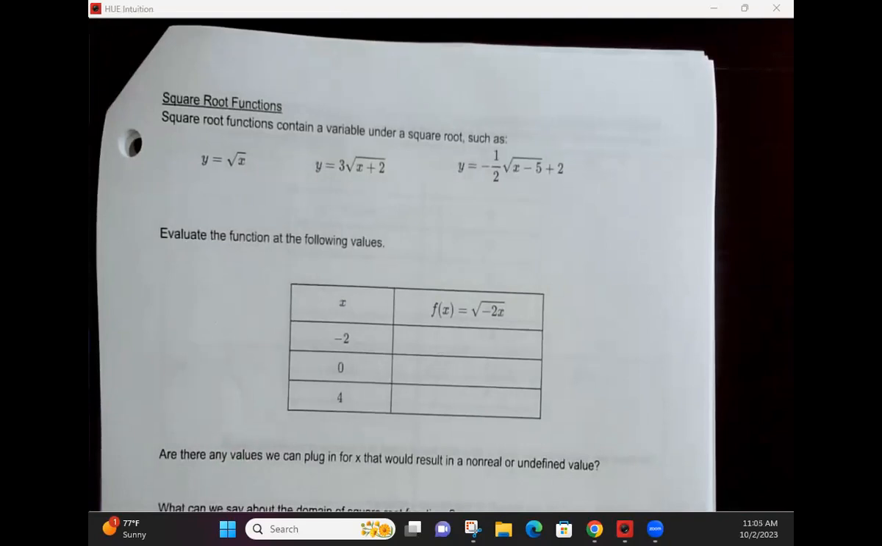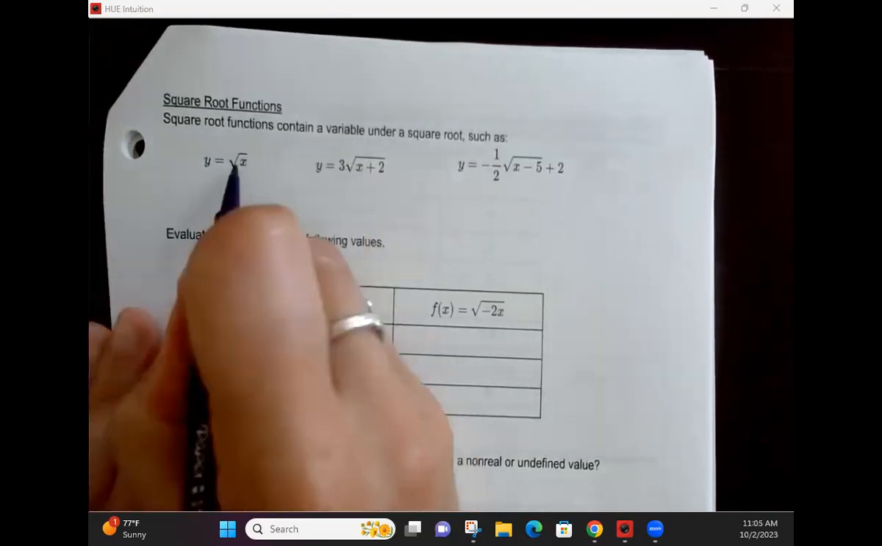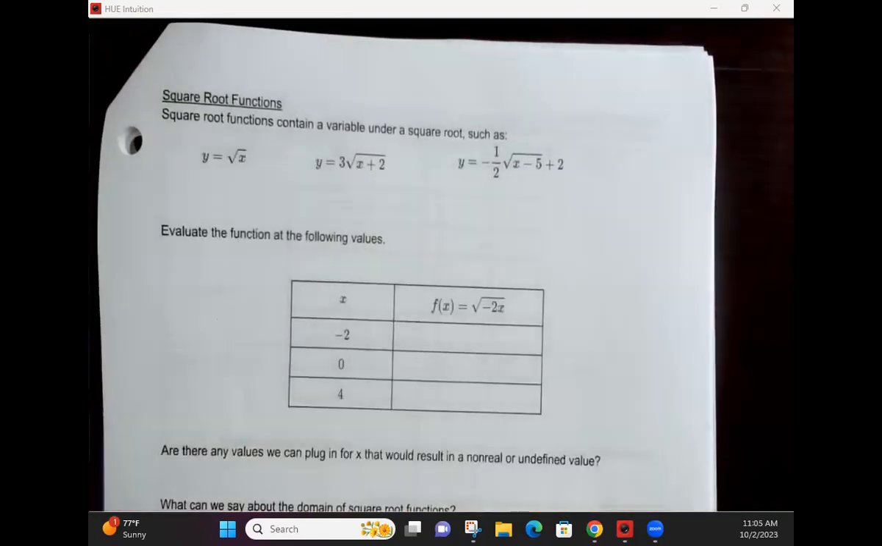Okay? So square root of x would be our parent function. 3 times the square root of x plus 2. Negative 1/2 times the square root of x minus 5, then plus 2. These are all square root functions because x is under the root. If the variable is under the root, it is a square root function.